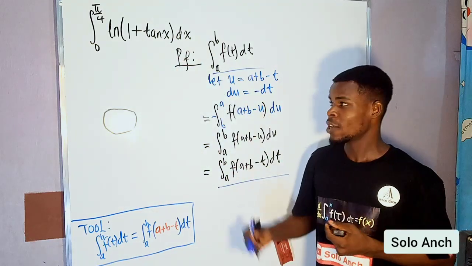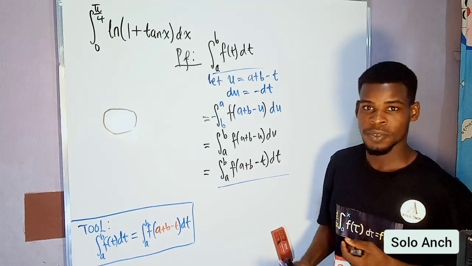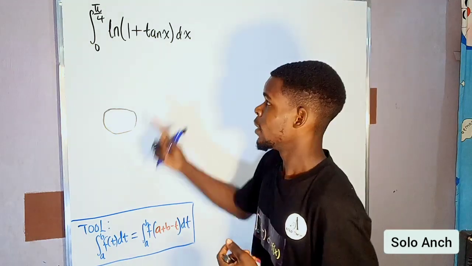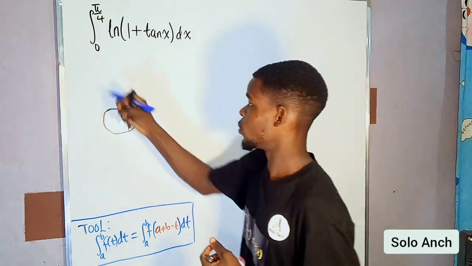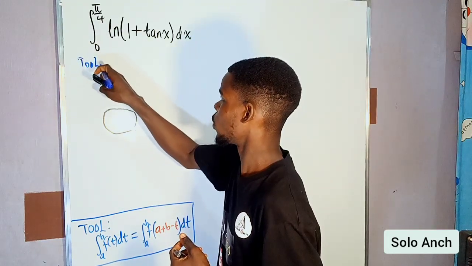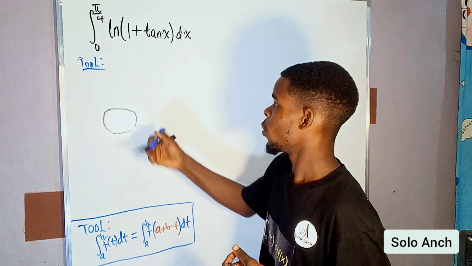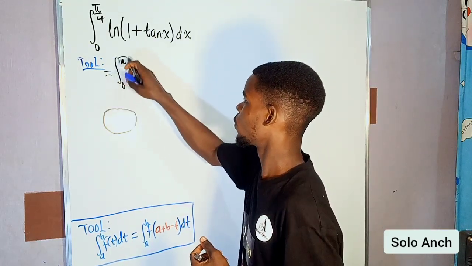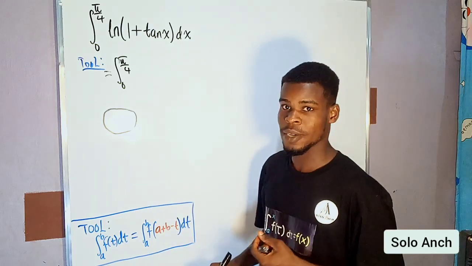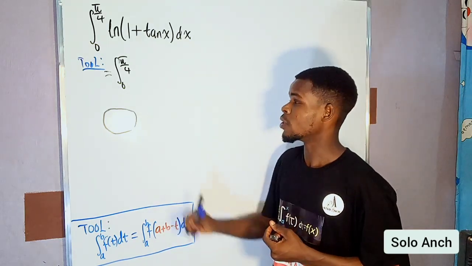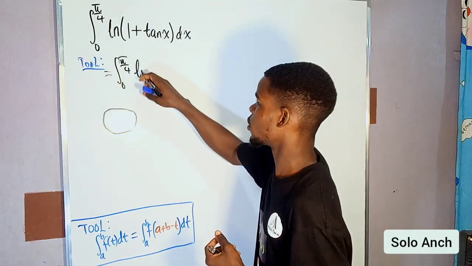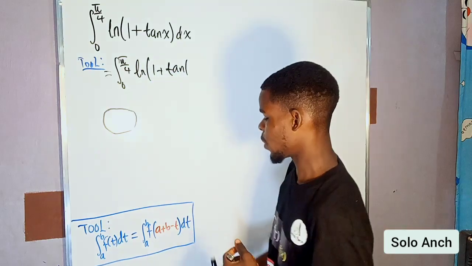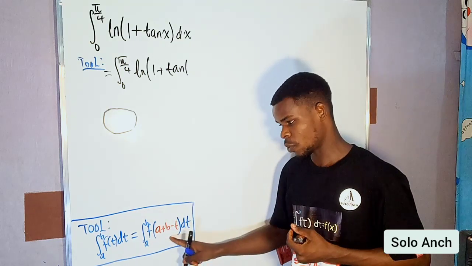Let me clean the board, and then we continue. We start off with this integral right here. Now we're just going to apply the tool. In applying the tool, let's see what we get. This will become the integral from 0 to pi over 4. Notice that our a here is 0 and our b is pi over 4. So this is the natural logarithm of 1 plus the tangent of x, but in place of x, we're going to replace it with that.